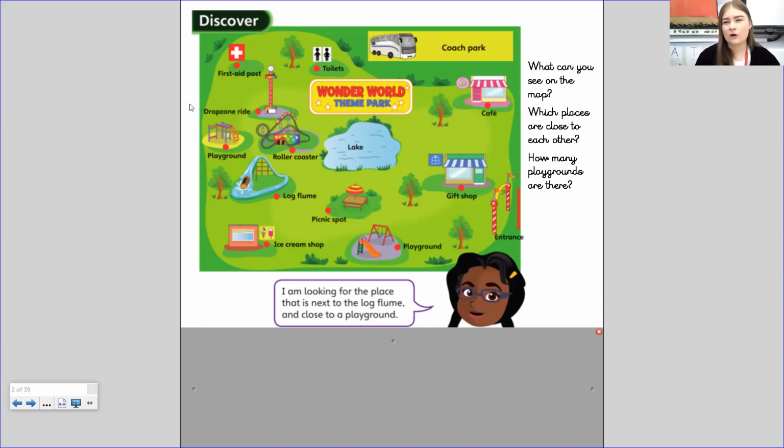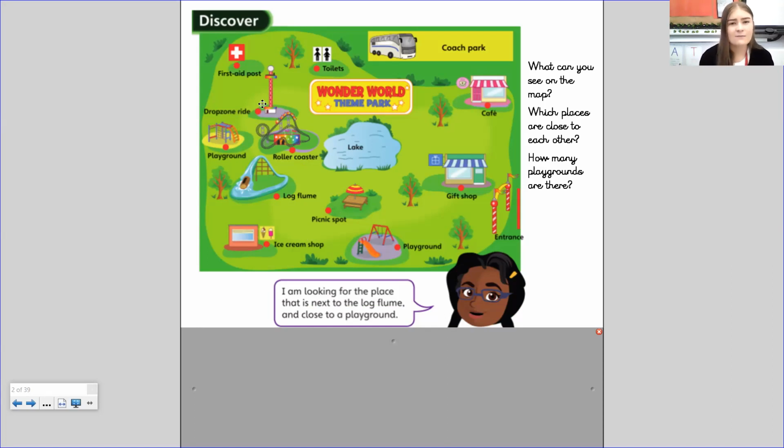I think she's looking at the drop zone ride. Convince me. Can you write in your maths book to convince me? Do you think I am right that next to the log flume and close to a playground must be the drop zone ride? Convince me. Am I right? Sorry. Okay, so I've heard some of you telling me that I'm not right, and you are correct.